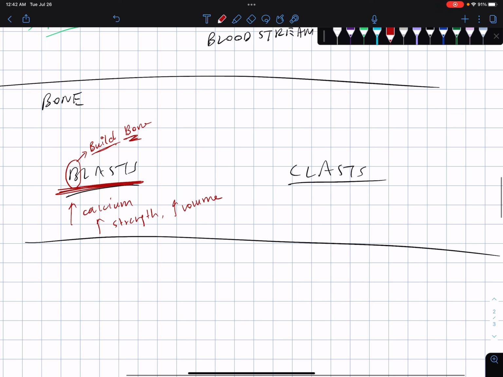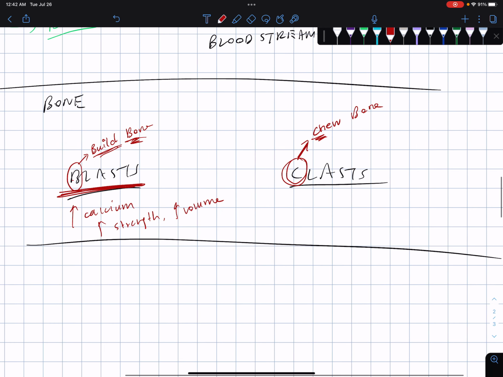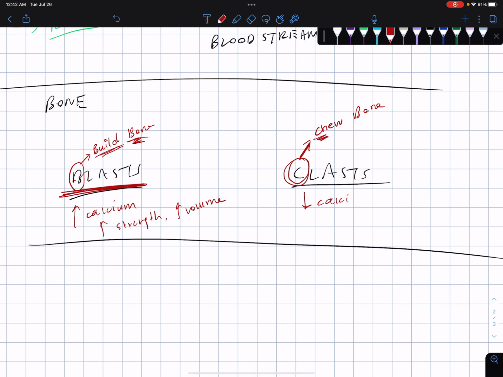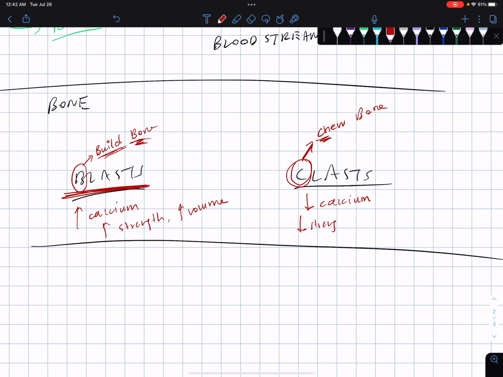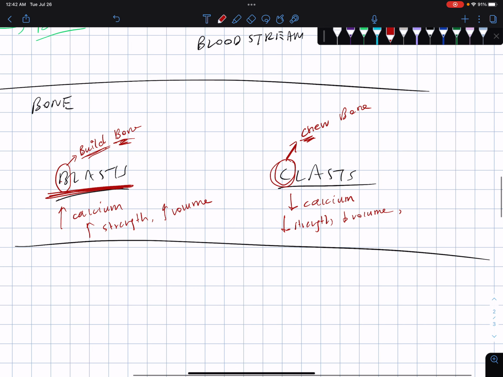Now osteoclasts are essentially the opposite. We can think of the C as chew. So osteoblasts build bone, osteoclasts chew bone. So chewing bone, you can think of it as like chewing bone away. So it's taking away the calcium. It's sucking up all that calcium. It's decreasing the strength. It's decreasing the volume. And it's causing increased brittleness, right? These are very weak bones.